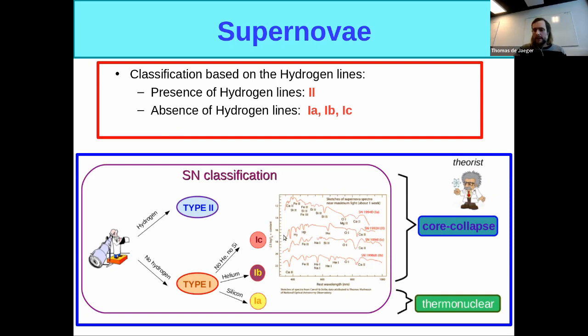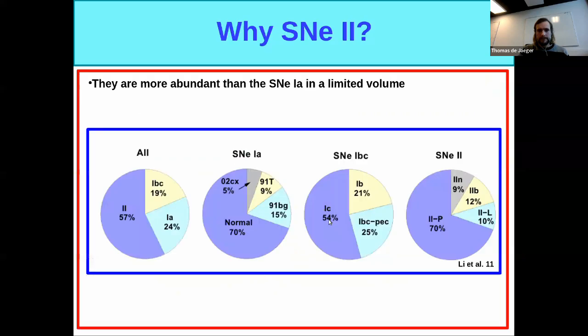Here I'll show you only an example of a nice spectrum of a type 2 supernova. You can clearly see H alpha, H beta, so hydrogen lines, while for the other supernovae, you don't see hydrogen. So you can easily classify type 2 and type 1a based on the spectrum.